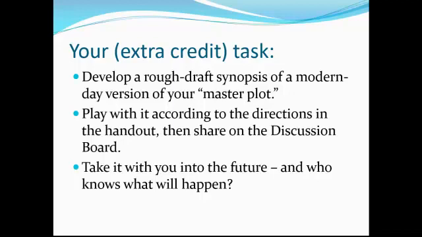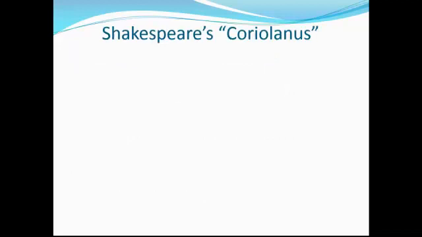And then take it with you into the future. Who knows what might happen? Maybe you have the next best-selling novel or screenplay. Here's an example. Shakespeare's play Coriolanus is, I think, a tragedy play, but it's about a politician.